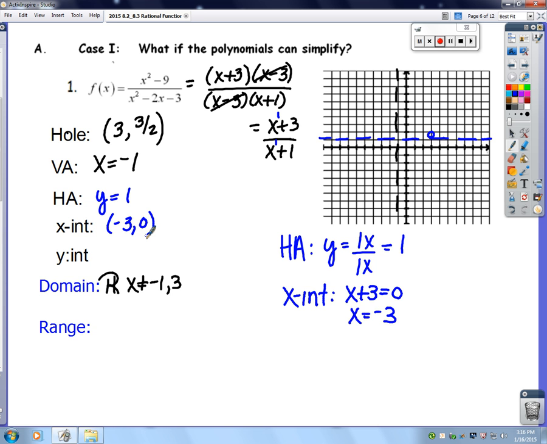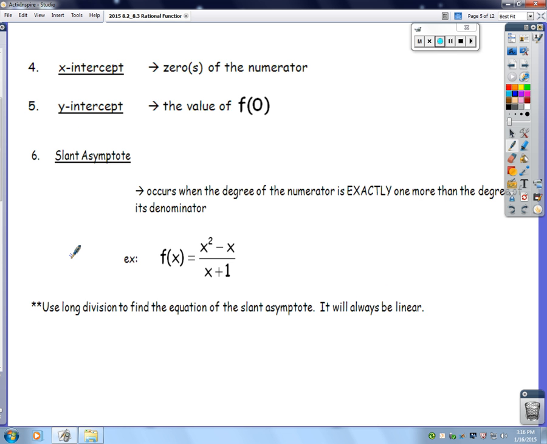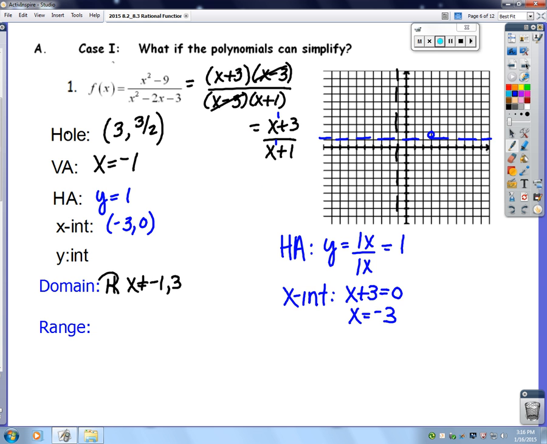All right, let's find my y-intercept. My y-intercept is the value of f of 0. All that means is we're going to substitute 0 in for x. So I'm finding my y-intercept now. In the simplified version, y is equal to, plugging 0 in for x, y equals 3. So 0, 3 is my y-intercept.